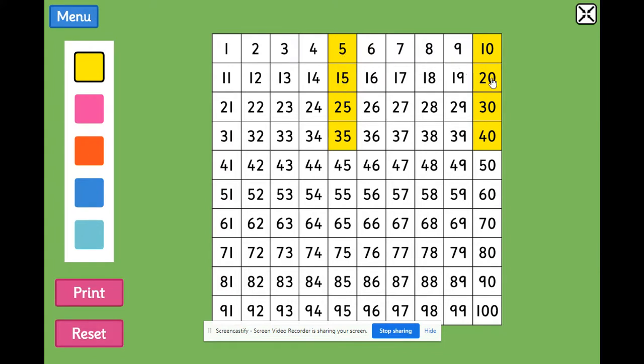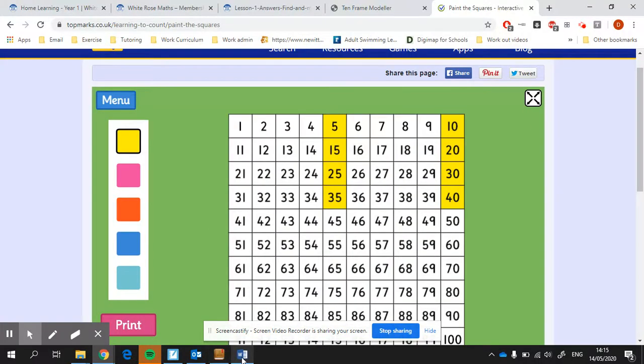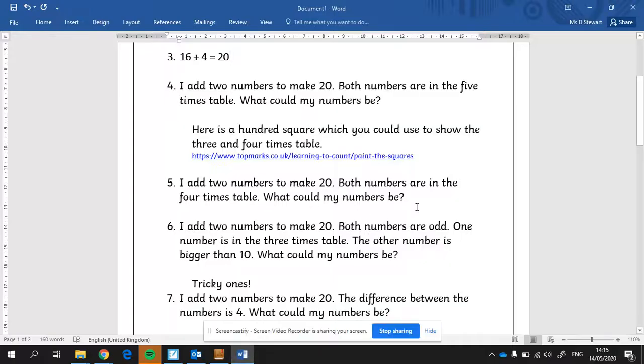15 plus 5 makes 20. We can say those either way around. Double 10. 10 add 10 makes 20. But we could also say 20 add 0, as 5, 10, 15, 20 are in our 5 times table. So all of those would be correct. So we can have 0 add 20, 5 add 15, and we could also have 10 add 10. And those numbers swapped around as well, such as 20 add 0.